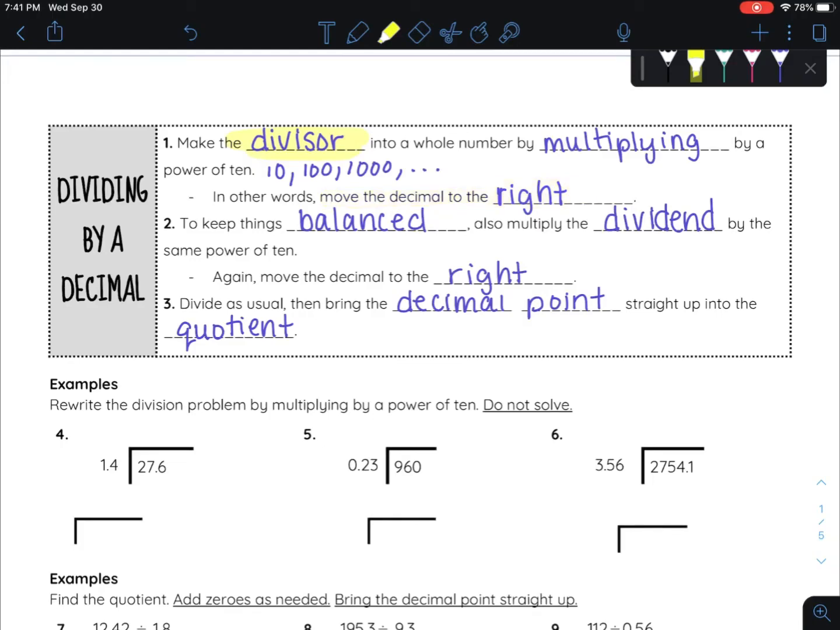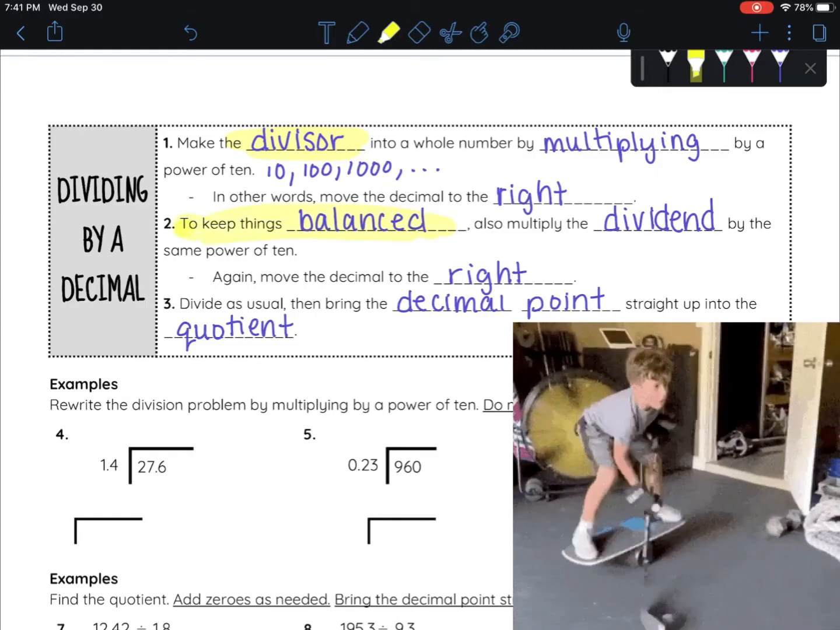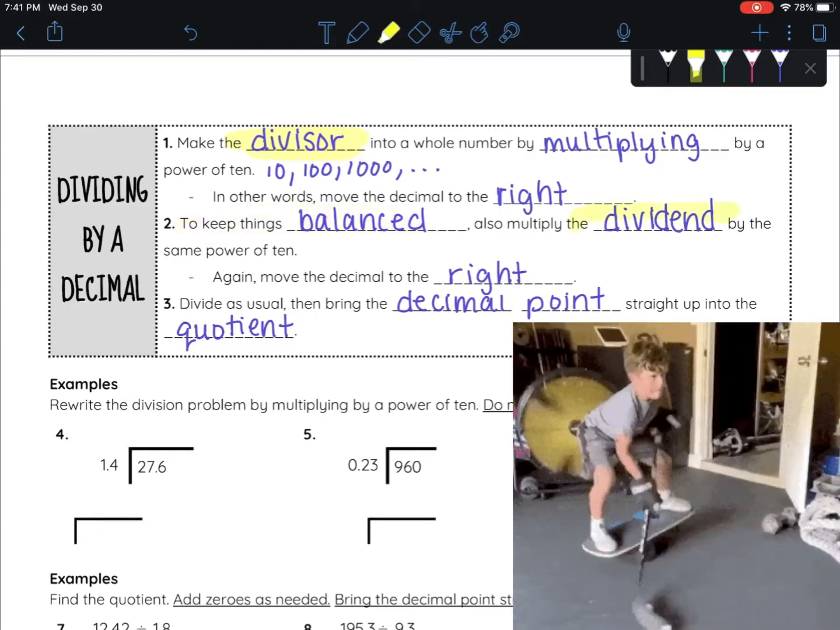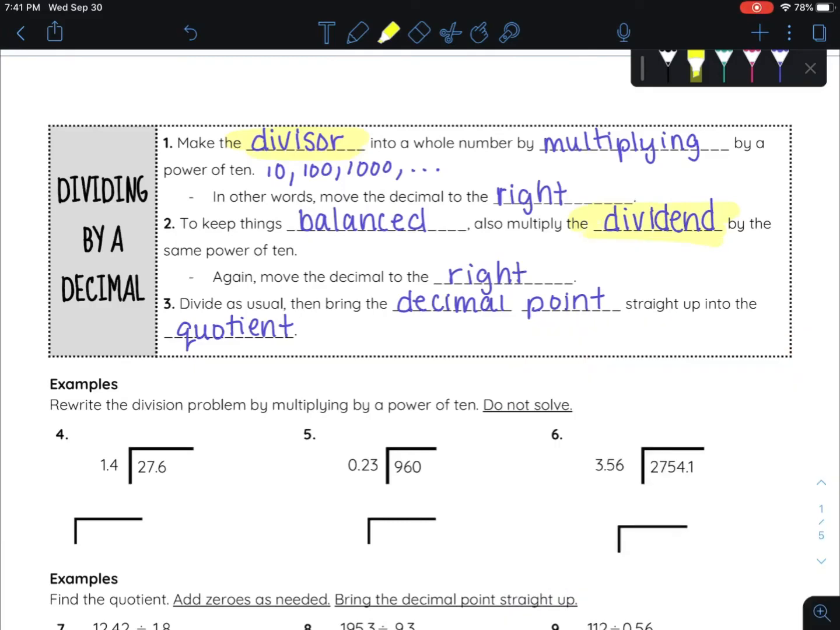Now in math, remember, we have to keep things balanced. And to do that, whatever we do to the divisor, we also do to the dividend. So we can't just make one change, we always make two.